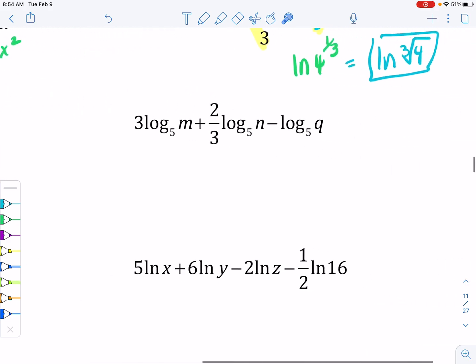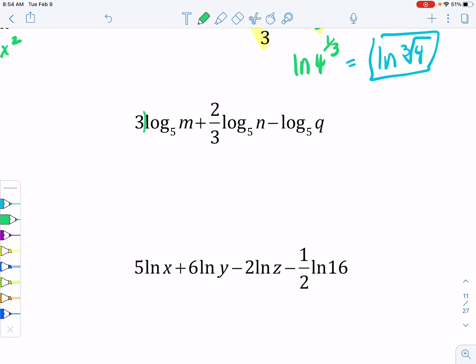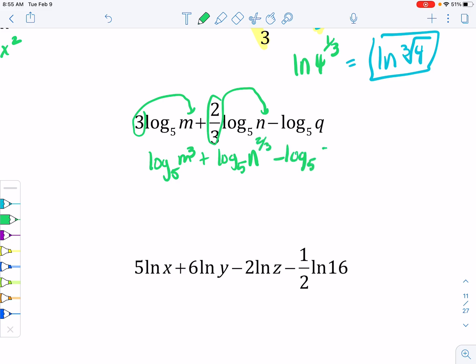Okay. Now here we've got multiple ones. We've got 3 of them here. So I'm going to move these to powers. Okay. So this goes to a power here, this goes to a power here, and then this is an unsaid 1, so I don't need to worry about it. So we have log base 5 of m to the 3rd, sorry, I dropped my power, let's not do that. Log base 5 of n to the 2/3 minus log base 5 of q.